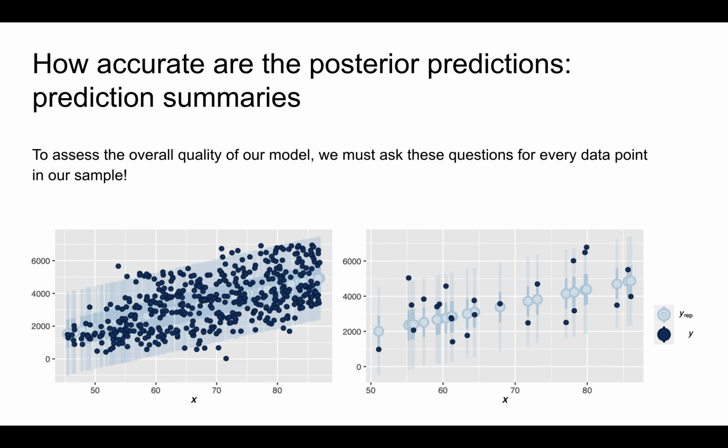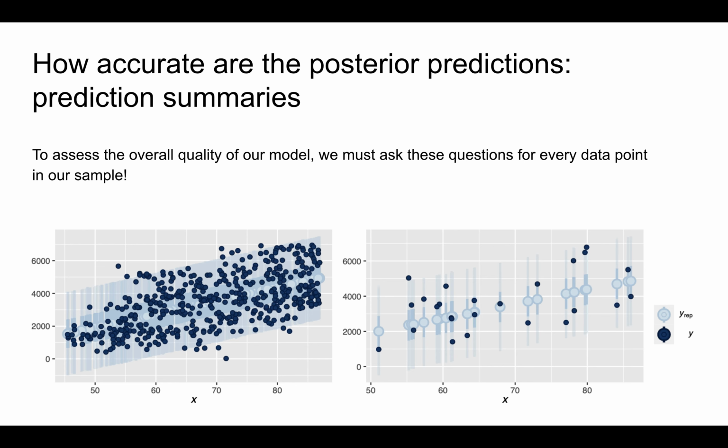Now, we've evaluated the posterior prediction quality for just one data point. To better understand the overall quality of our model predictions, we can ask these same questions for every data point in our sample. At left is a scatter plot of ridership versus temperature for all 500 data points in our sample. For clarity, the right plot shows just a subset of these data points. Notice that for each observed data point, marked by the dark blue dots, there's corresponding information about the posterior predictive model for ridership, represented by the lighter blue color.